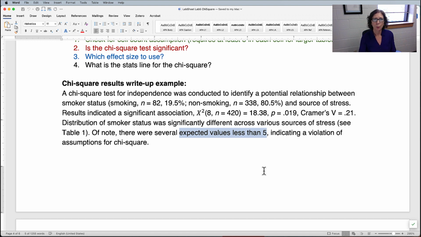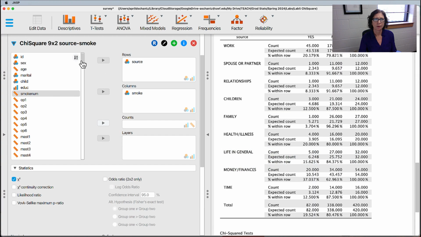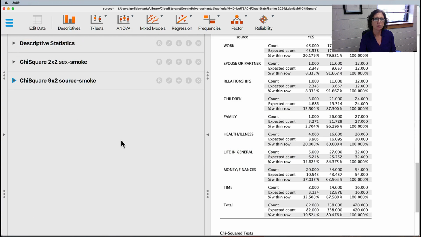Alrighty, one more to go. Let's look at goodness of fit. The chi-square goodness of fit test is a little different. You also hear it called the one sample chi-square, and it's used to compare your sample to a known proportion.